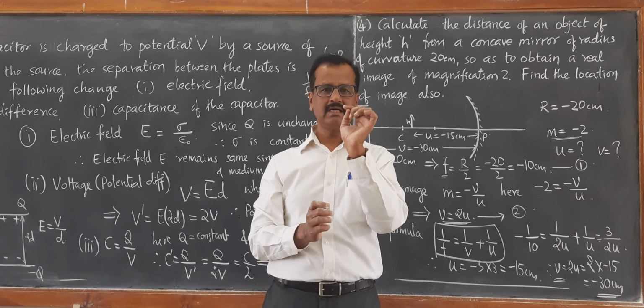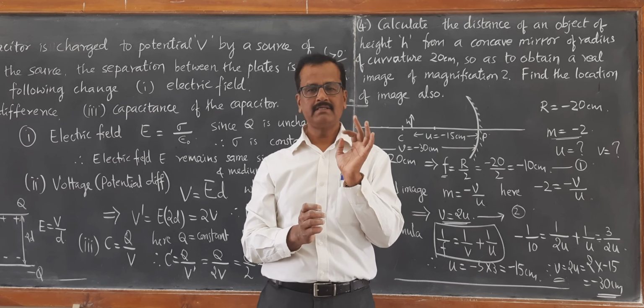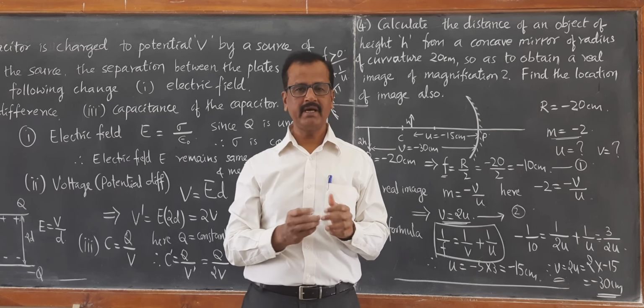Magnification is always less than 1, diminished in size. And since it is a virtual image, magnification is always positive. Okay, I think you got the point.